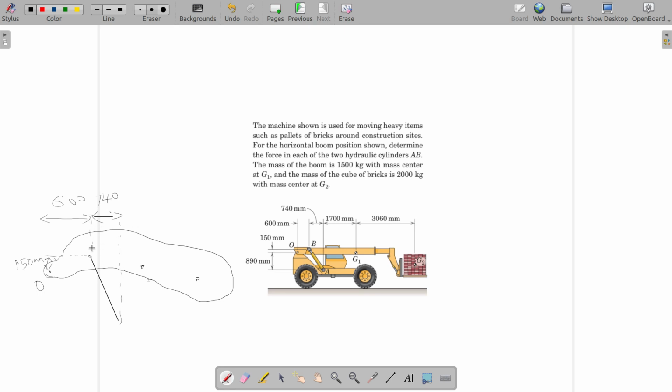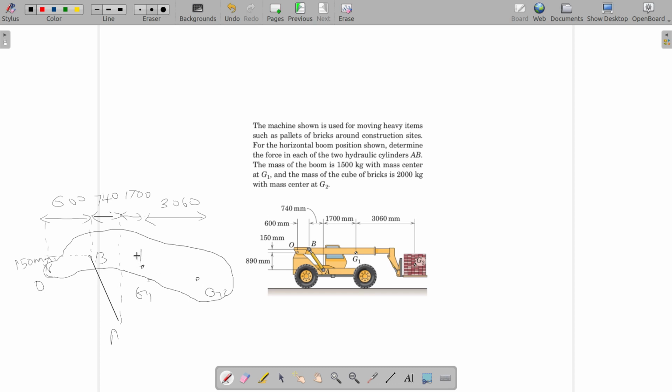Distance from here to here is 740, and the distance from A to G1 is 1700. This is G1 and this is G2, this is A and this is B, right? And from G1 to G2 you have 3060. So all these horizontal distances are the only thing that you need to take care of here.